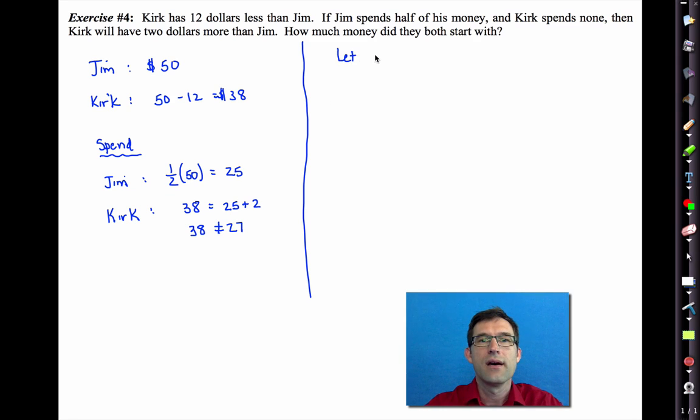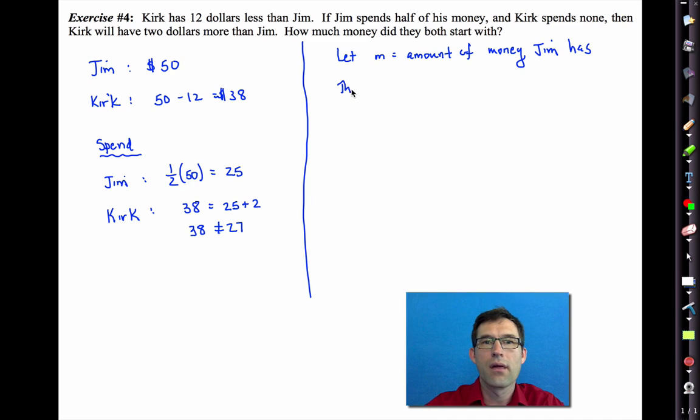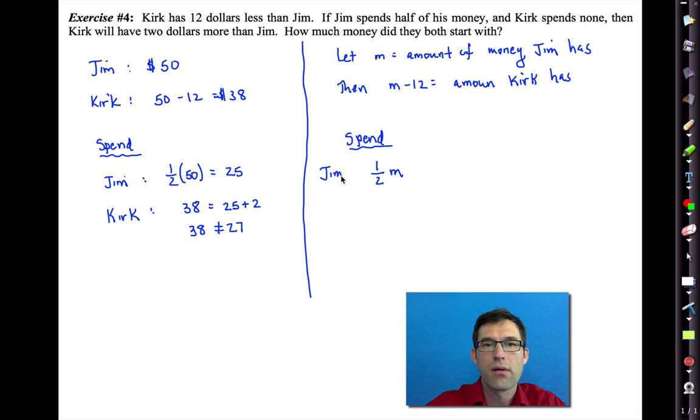So let's let M be equal to the amount of money Jim has. Then M minus 12 equals the amount Kirk has. All right, fair enough. Then after they spend money, Jim now has 1/2 M, and Kirk still has M minus 12. Now, what does it say, though?